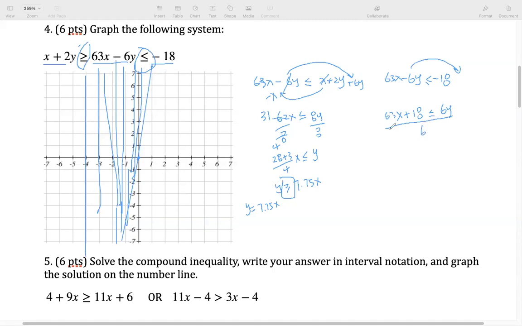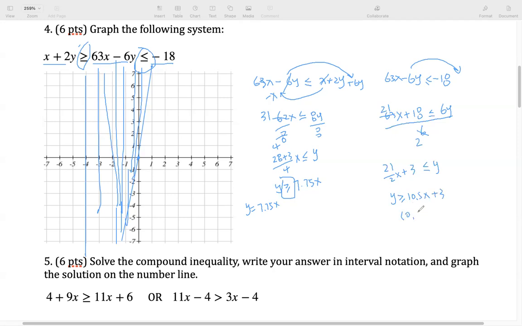63 divided by 6, well, let's simplify it. So let's simplify with 3. So I get 21, 2. So I have 21 divided by 2x plus 18 divided by 6, that's 3, less than or equal to 6y divided by 6, that's just y. So usually we write y greater than or equal to, well, 21 divided by 2 is 10.5, right? 10.5x plus 3. So same thing, we're going to get 2 points.